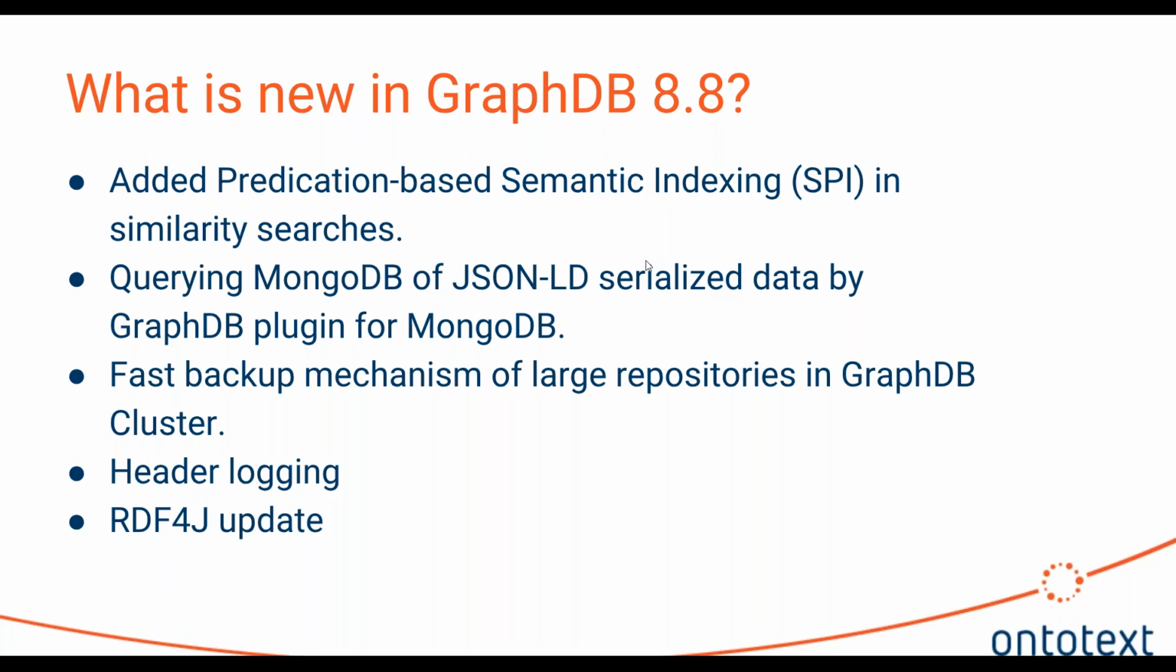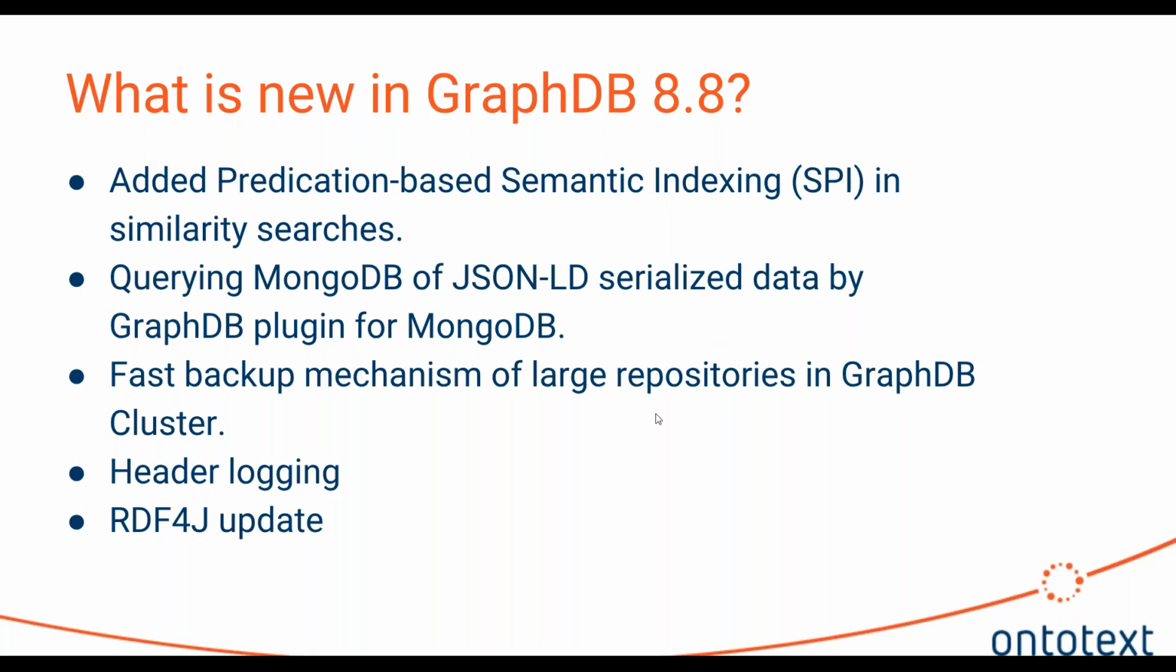Some of those are better similarity searches. What you have in this version of GraphDB, and what I'm going to show you a bit later, is your capability to ask how similar two semantic entries from your database are. Now you can also carry out predication-based semantic indexing. You also have improvements for our MongoDB plugin, so you can integrate GraphDB and MongoDB. There's now JSON-LD serialization for talking between the two of them.